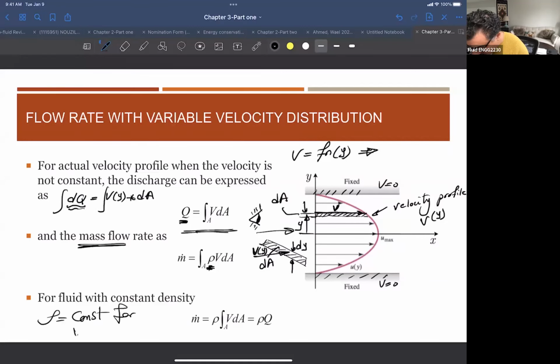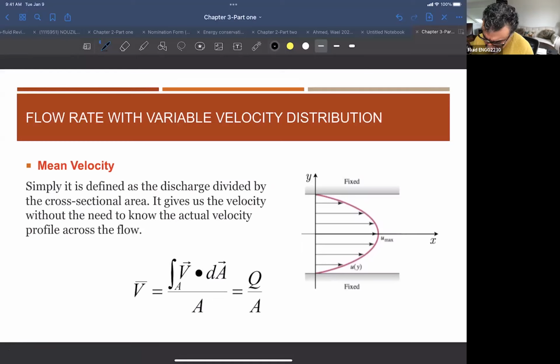for incompressible fluid, right? For example, give me an example of a fluid. Liquid, yes, Colin, right? So we have liquid here. For liquid, density is constant, right? So I can take the density out of the integration, and we can just say it is rho times the integration of VdA. Okay, this is all definition when we are getting the velocity distribution.